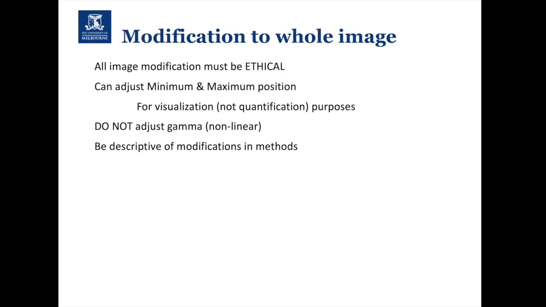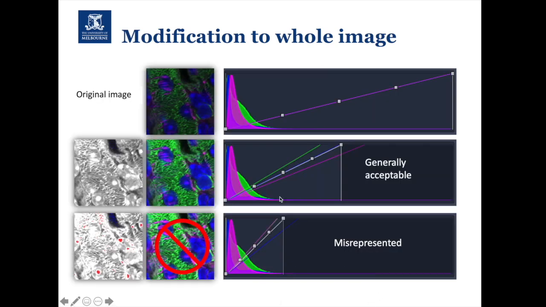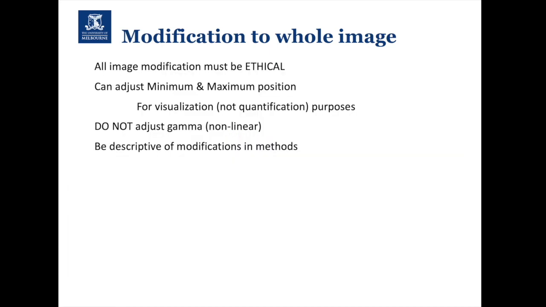Okay, so just to clarify, all image modifications must be ethical. We can adjust the minimum and maximum positions for visualization, not for quantification. Do not just adjust gamma. A lot of the times on these intensity graphs you see these lines. This middle position, if we were to move this up or down, is switching what we call gamma, which is a non-linear adjustment. Again, it's probably best if you avoid that if you can. And if you do make any differences, then please be descriptive in the methods sections of your publications.